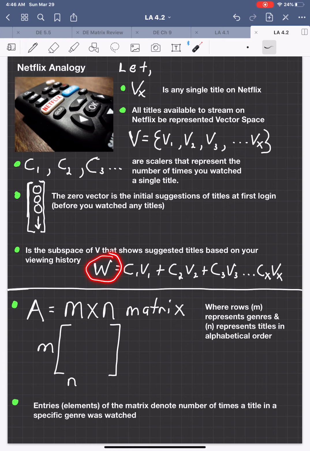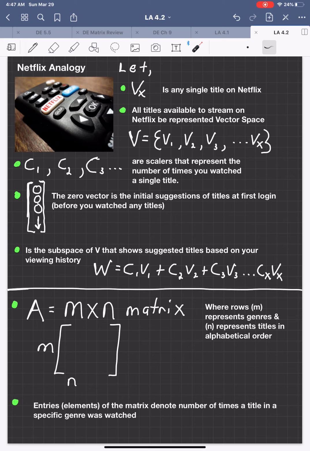Now, a subspace, the way we've been thinking about a subspace of V, is these suggested titles that you would see if you logged into your Netflix account today. Because Netflix has been keeping track of your viewing history, they know how many times you watched v sub 1 movie and how many times you watched v sub 2, etc. So based on that linear combination, they are going to have a set of movies that are suggested to you based on your viewing history.